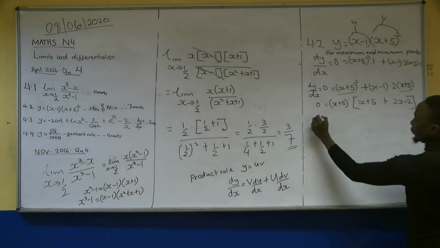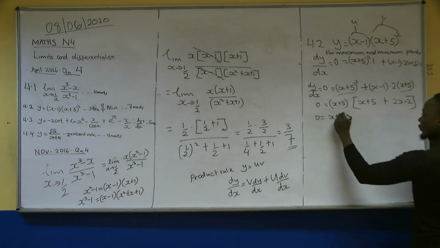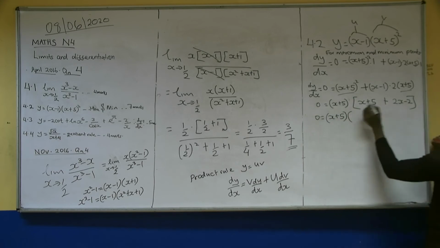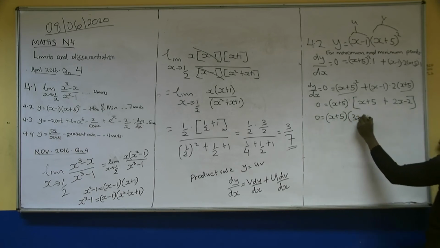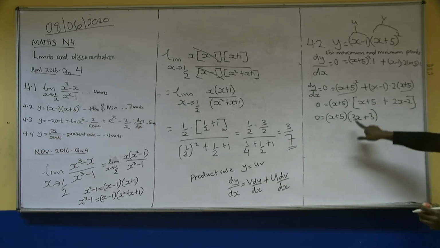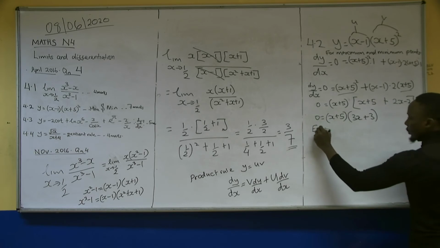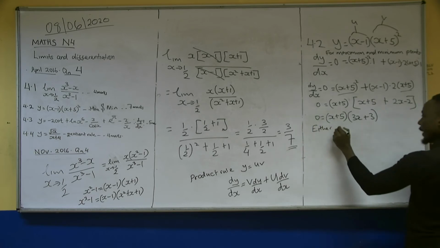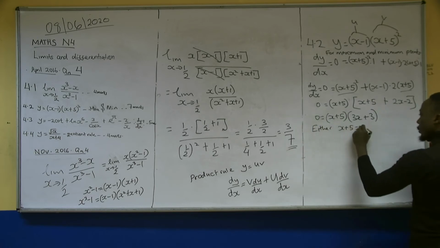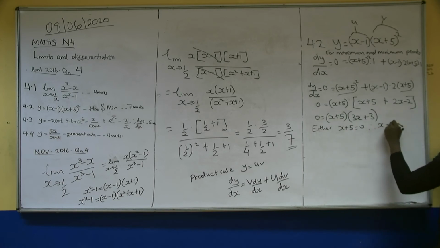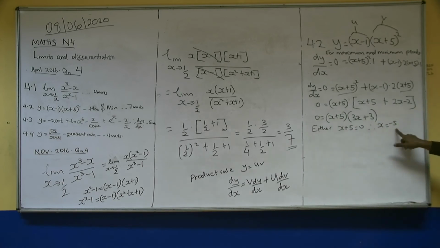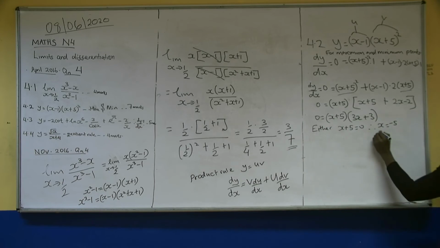Then 0 is equal to (x plus 5) into, we add them, (3x plus 3). 2x plus x, we get 3x. 5 minus 2, we get 3. So either x plus 5 is equal to 0. Therefore, x is equal to negative 5.